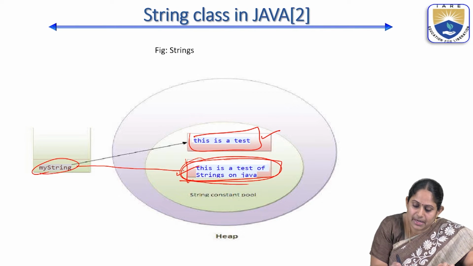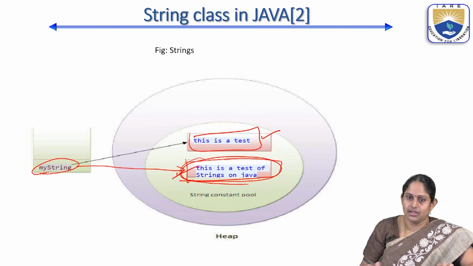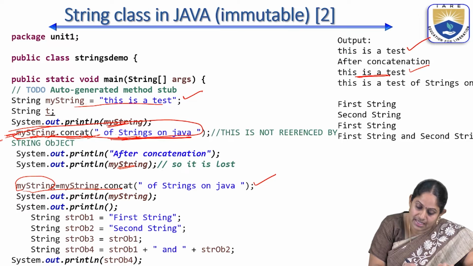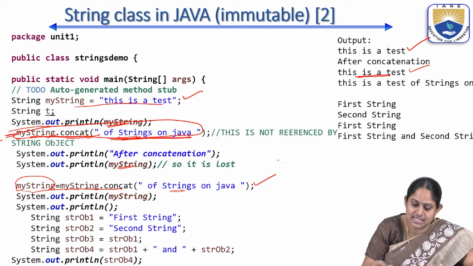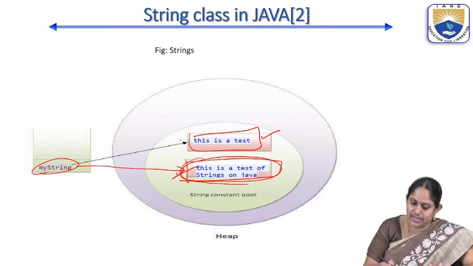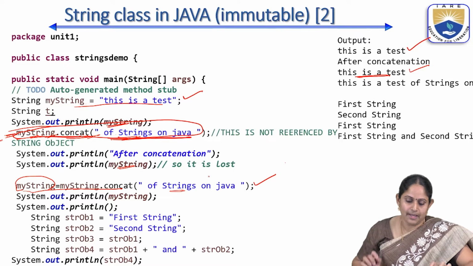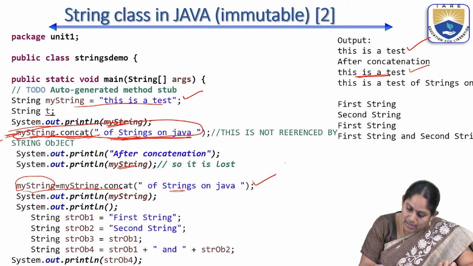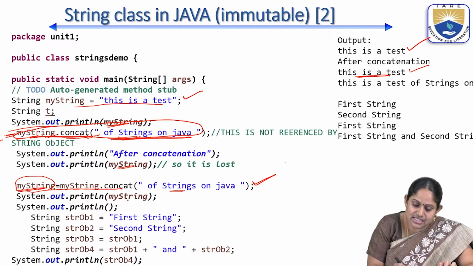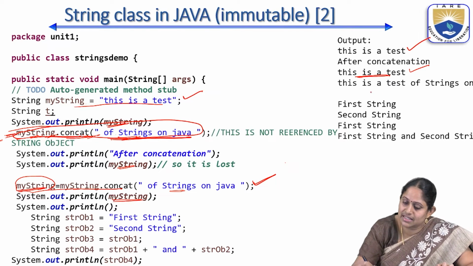The my string will be made to point over here. So my string is made to point to the new string. The initial contents of my string are concatenated with this, so you get "this is a test of strings of Java". This object will be created and the my string object reference is made to point to this object. Since we have a reference, when we try to print that object, we get this whole line.